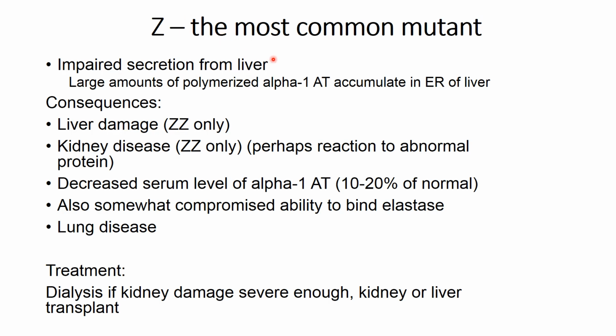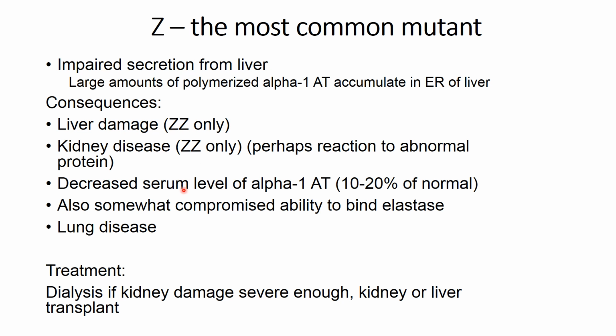The Z mutation is the one where there is impaired secretion from the liver because of polymerization. So large amounts of this polymerized antitrypsin accumulate in the liver. When there is a homozygous individual with ZZ mutation, the liver is significantly damaged. Interestingly, the kidney is damaged, perhaps because what is secreted out, a small amount, from the liver, then accumulates in the kidney and damages the kidney.